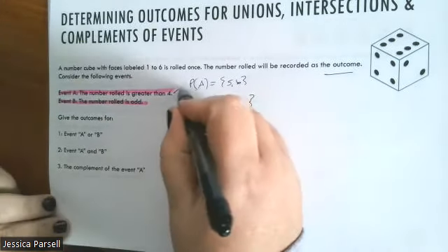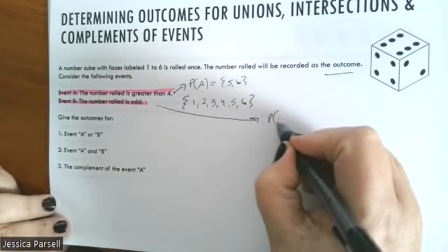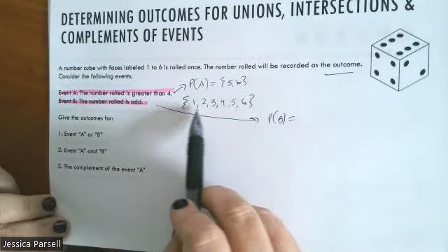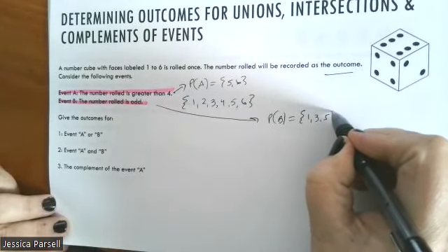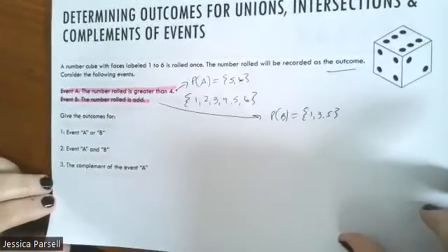Event B, the number rolled is odd. Well, that's 1, 3, and 5. So first we're going to write out what our events are. Then we're going to give the outcomes.